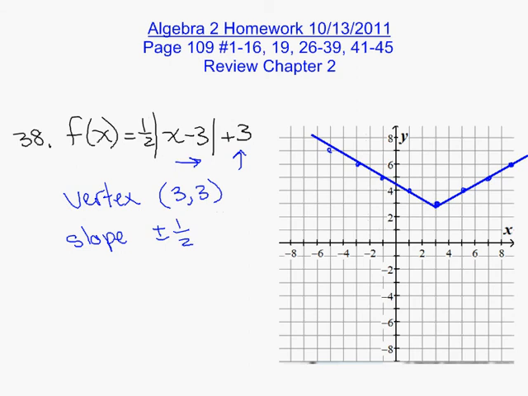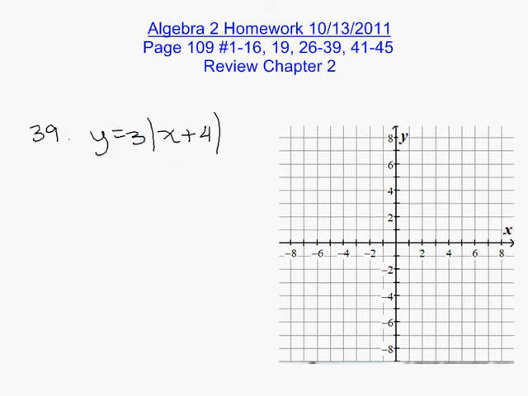Okay. What's next? Oh, here's another one. Okay, this one only has 2 transformations. This one moves to the left 4 spaces. It doesn't move up or down at all, but it has a slope change of 3. So let's start by finding the vertex, which is at negative 4, 0.